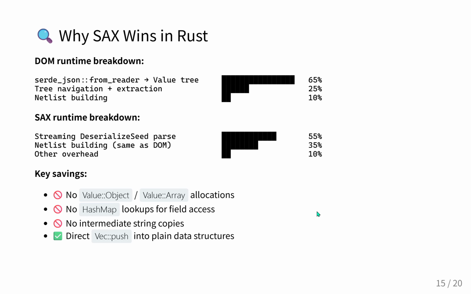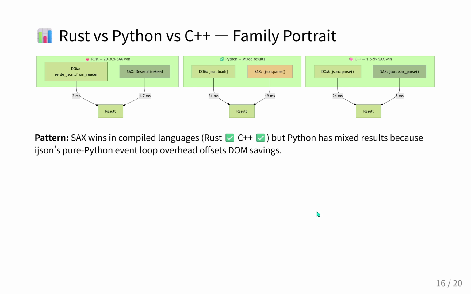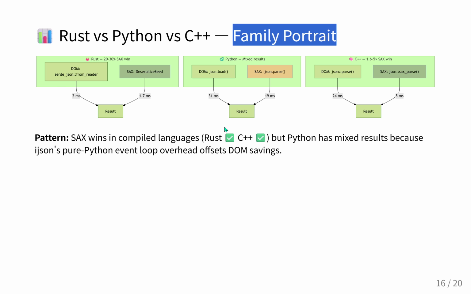Which is incredible. But this does raise an important question. The source material explicitly addresses a caveat in a section they call the family portrait. Right, the language comparison. We've seen SX absolutely dominate in Rust. But does this strategy work perfectly across all coding languages? Like, if you're writing in Python, should you immediately rewrite all your parsers to use SAX? The short answer is a resounding no.